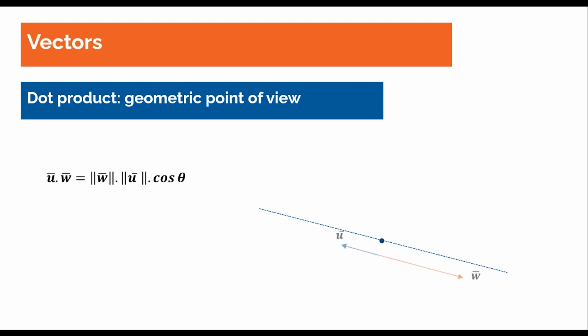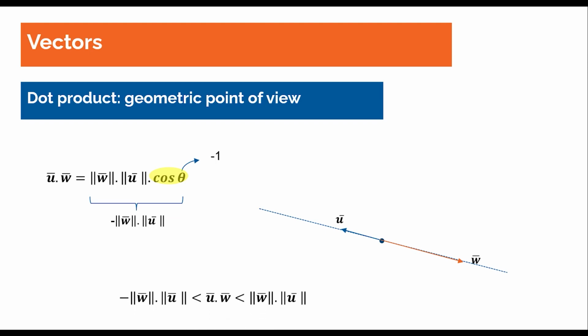In the third case, two vectors lie on the same line but in opposite directions. So the angle between two vectors is pi, or 180 degrees, and the cosine would be -1. And the dot product reduces to minus the product of lengths of two vectors. In general, dot product is always bigger than minus the multiplication of lengths and always smaller than the multiplication of lengths.